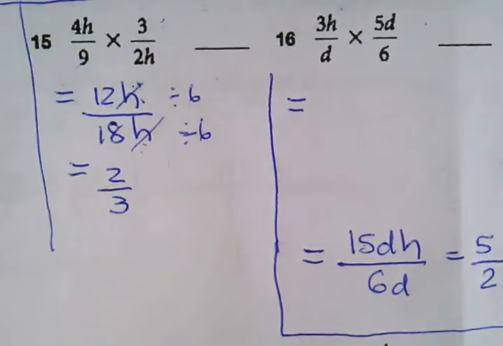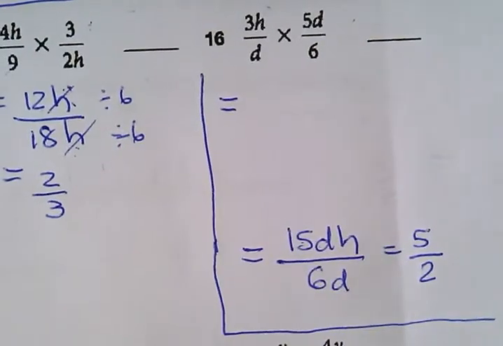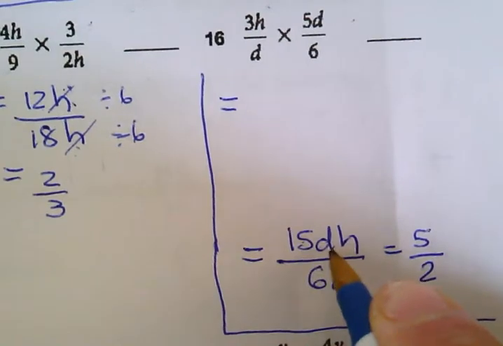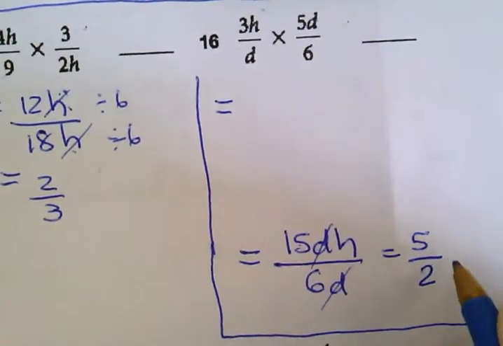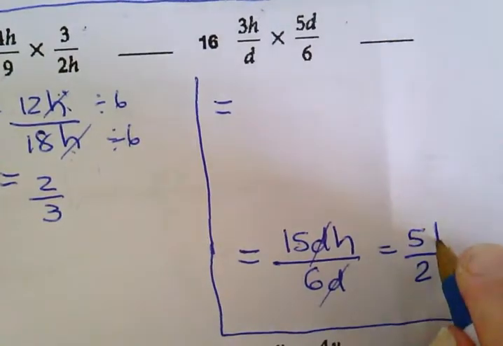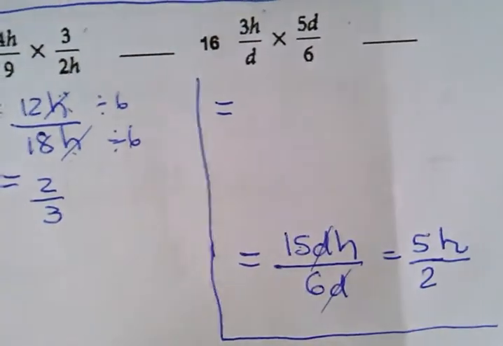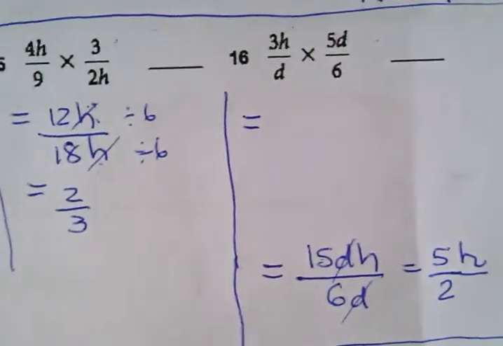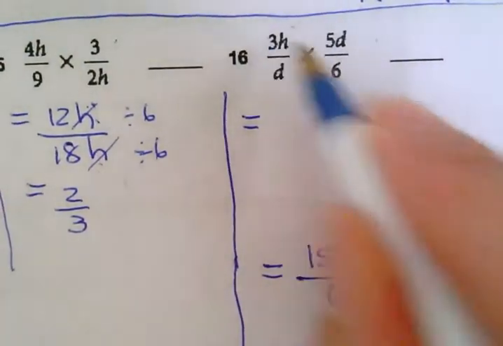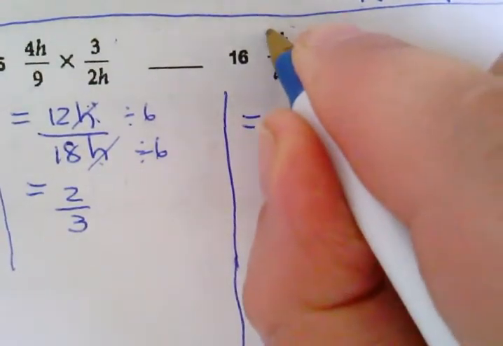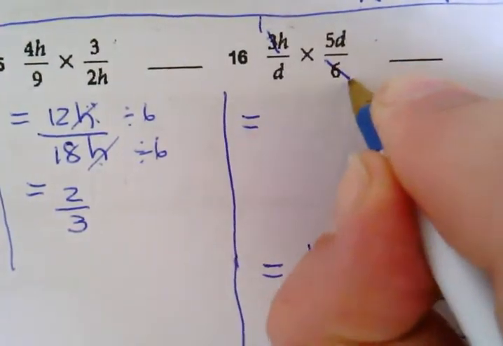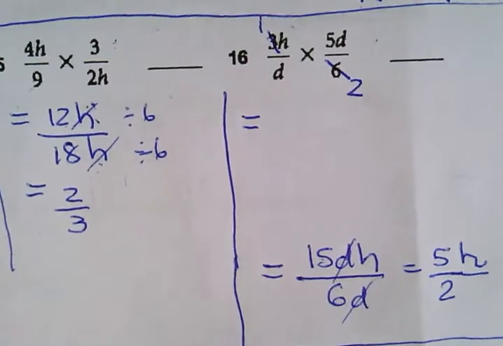What happens to the d's, ladies? They cancel because that's 15 times d times h, over 6 times d, so the d's cancel. Where does the h go? On the numerator. Now, I'm going to show you the cancelling method. Let's look. 3 and 6. I know 3 goes into 6. But 3 goes into 3 once, 3 goes into 6 twice. I'm doing the cancelling method.